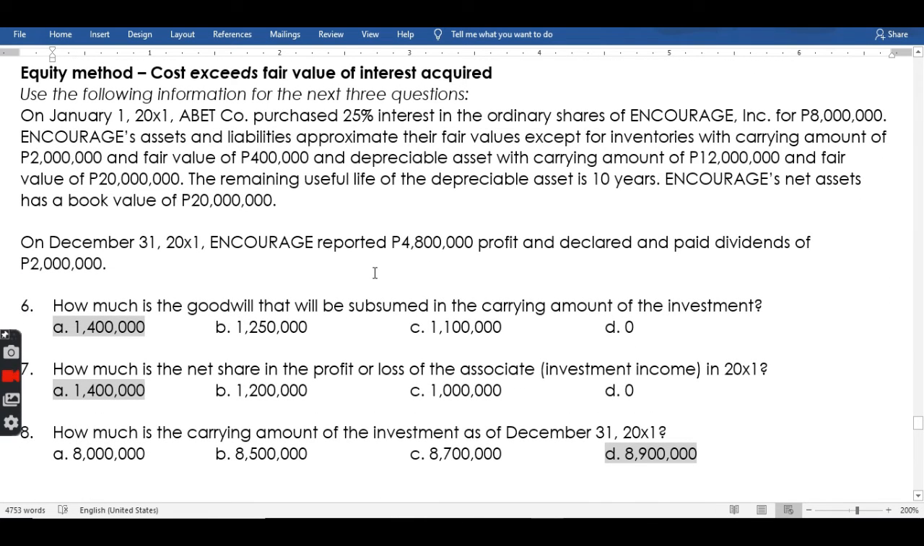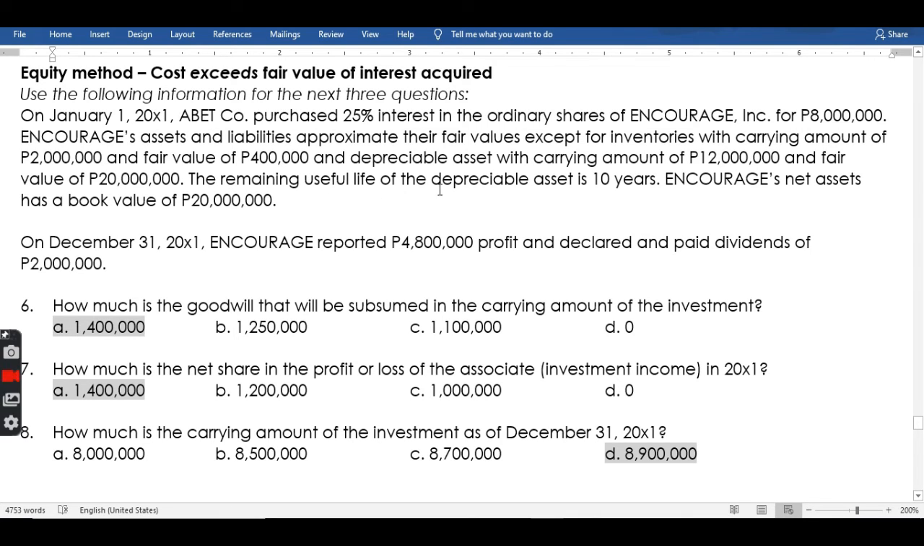Next naman tayo will be kapag merong excess yung ating cost over the fair value. So on January 1, Abet Company purchased 25% interest in the ordinary shares of Encourage Incorporated for 8 million. Assets and liabilities approximate fair values except for inventory with carrying amount of 2 million and fair value of 400. So this is overstated. And depreciable asset with carrying amount of 12 million and fair value of 20 million. So this is now understated.